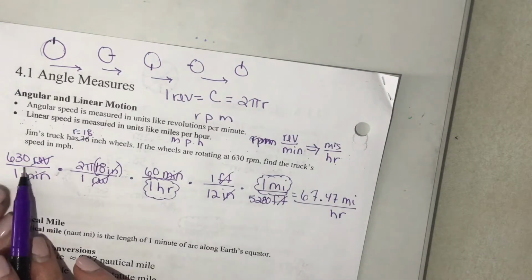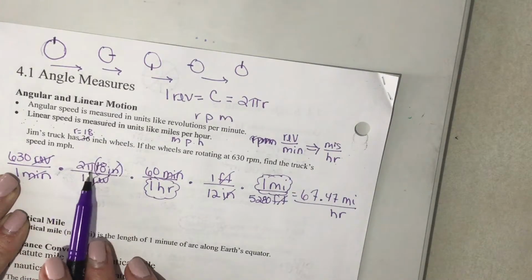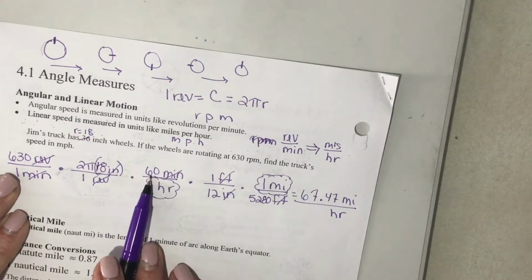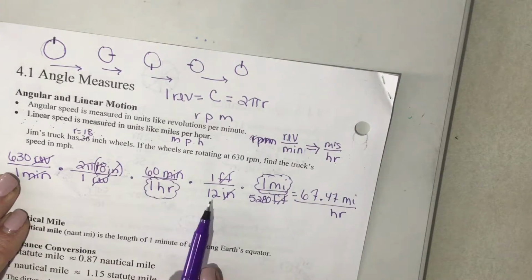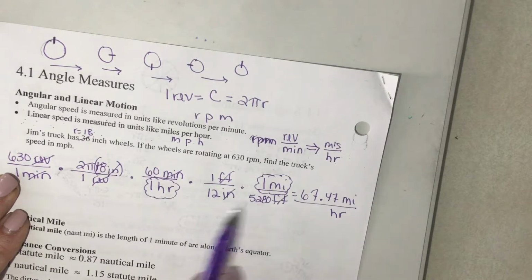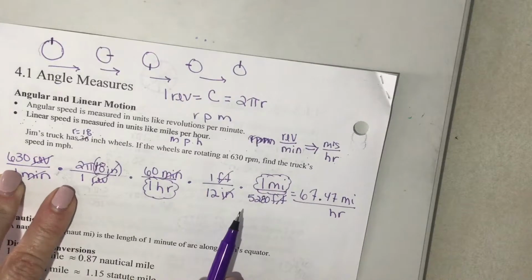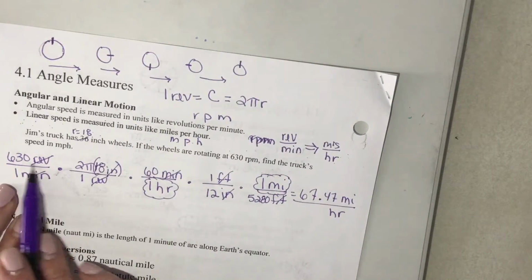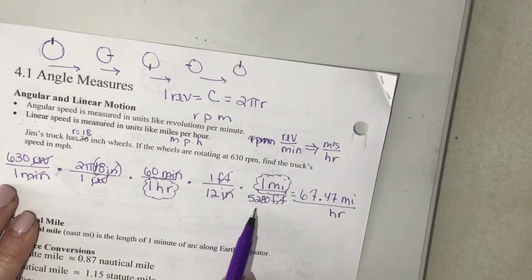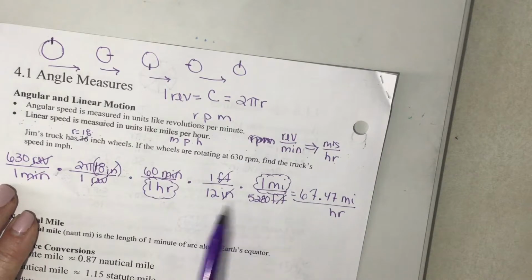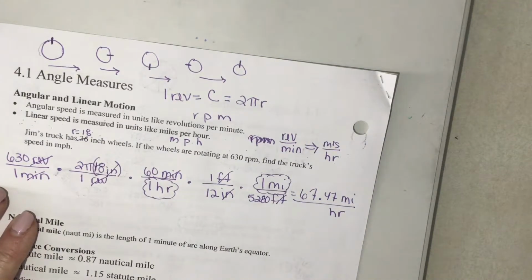So you're going to take 630 times 2 times pi times 18 times 60. And you can do that either way. Then you can do, enter, get a number, and then take 12 times 5,280, get a number, and then divide those two. Or multiply all this, divide by 12, divide by 5,280. So both of these are in the denominator, so they both need to be divided by. Okay?